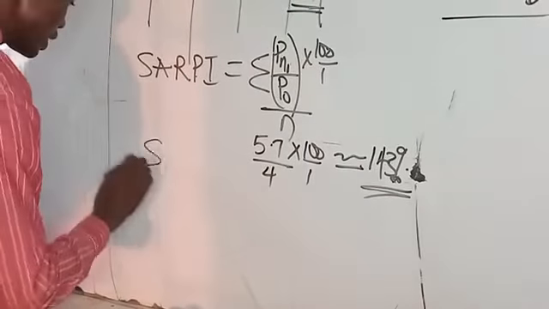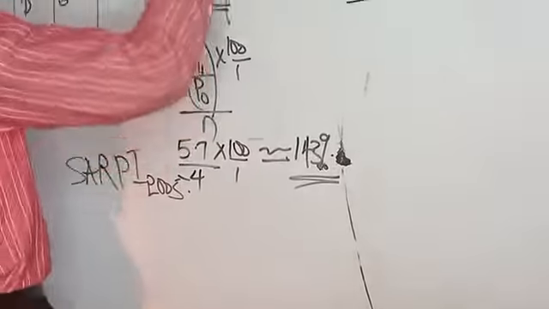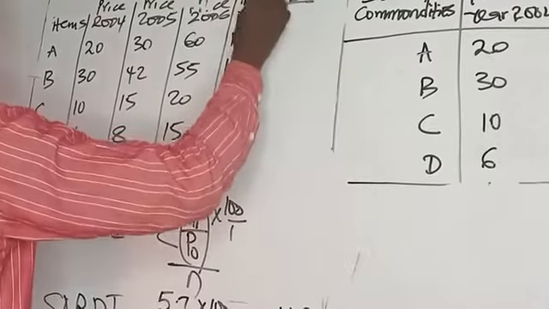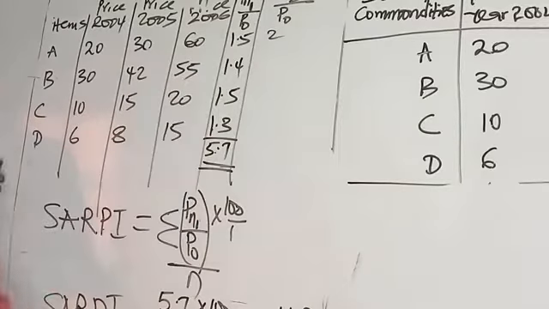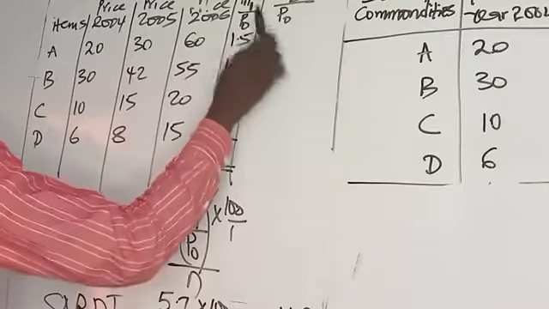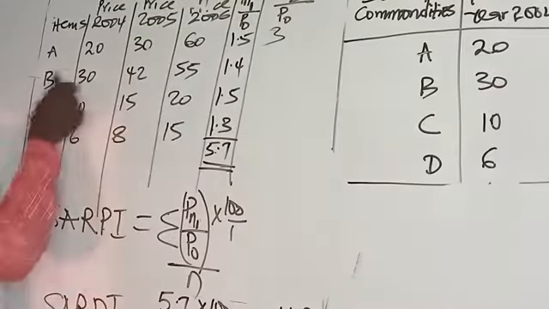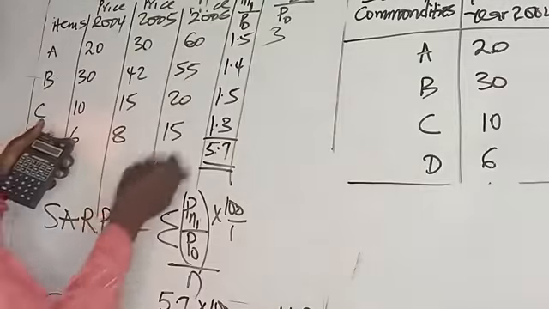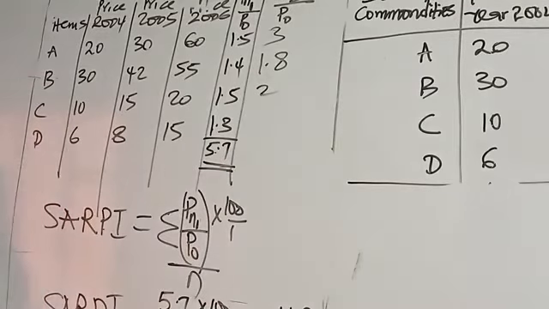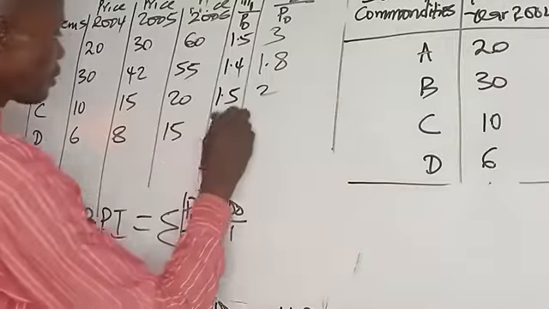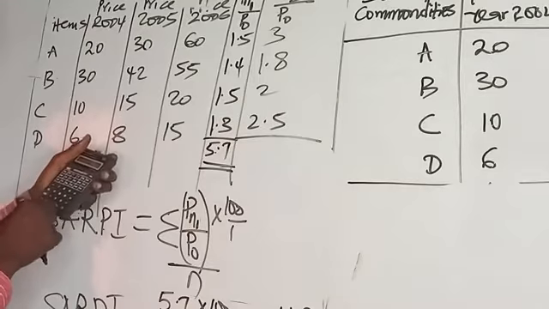That is for the RPI for 2005. Then we need that of 2006 again, which is PN2 over PO. N2 is 2006. 60 divided by 30 gives us 2. 60 over 20, that is 3. 55 over 30, that gives us 1.8. Then we also have 20 over 10, that is 2. 15 over 6 gives us 2.5. When you sum it up, then we have 9.3.